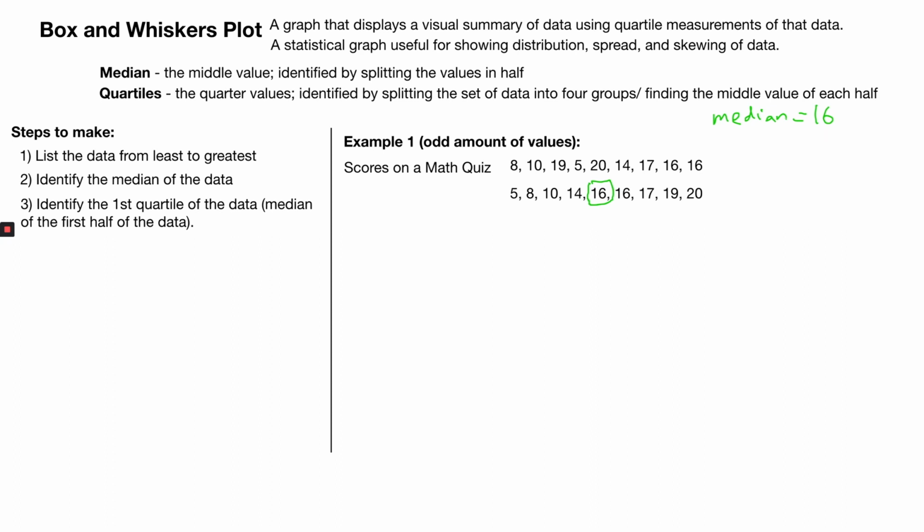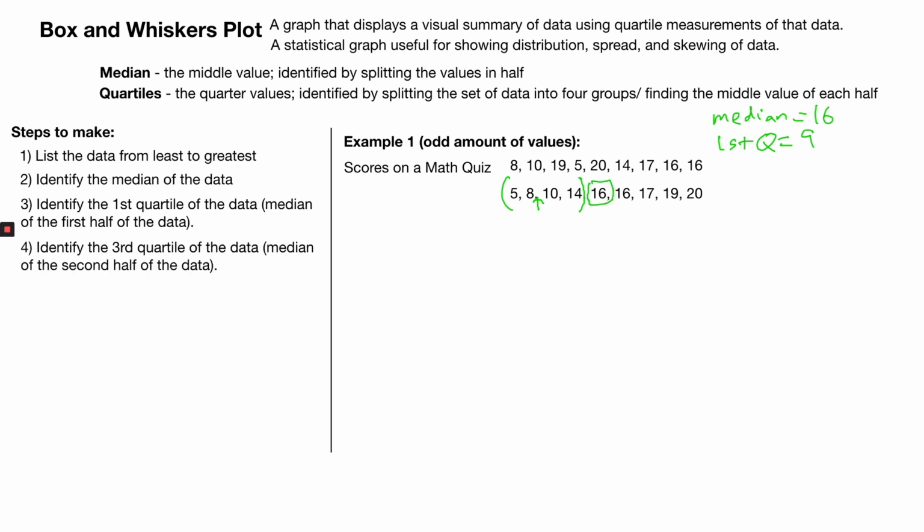Next thing I need to find is the first quartile measurement. So that's the middle of the first half. Now when we do this, we're not going to include this odd median. We're just going to look at these 4 numbers right here, and since we have 2 numbers in the middle, we're going to find the average of those. So our first quartile is going to be 9, because 8 plus 10 is 18, divided by 2 is 9.